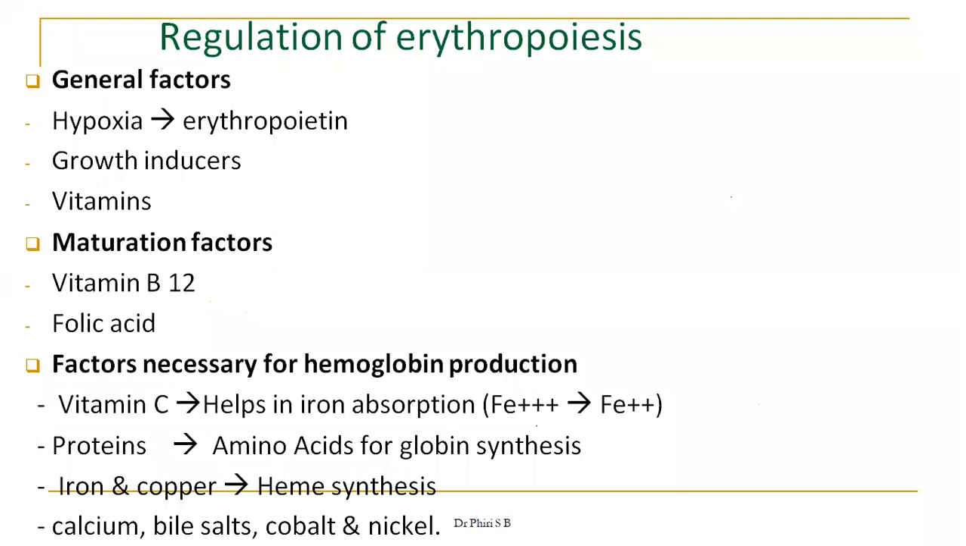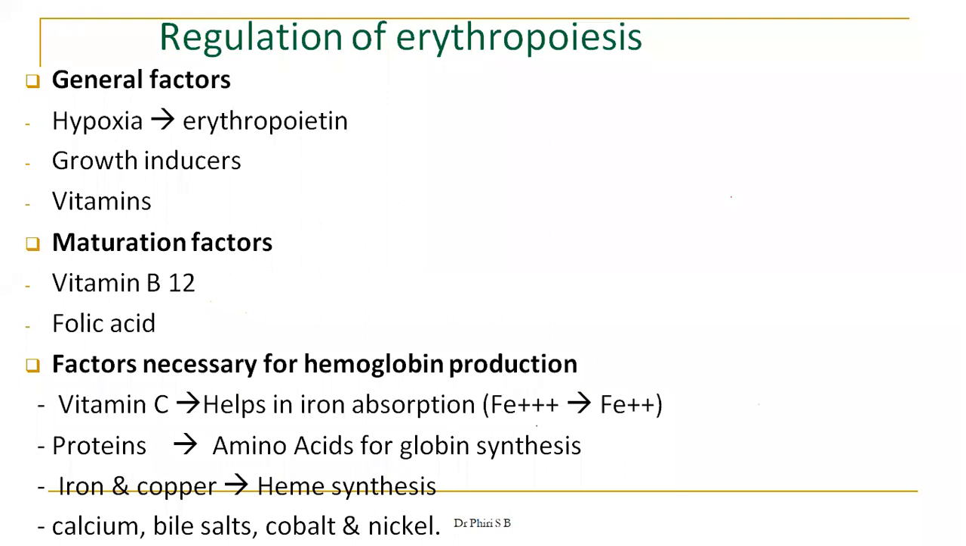So it makes sense when you have hypoxia, you need to increase the number of red blood cells so that you increase the chances of interaction between oxygen and red blood cells so that you carry much oxygen to the tissues. Then you also have growth inducers. Then you have vitamins that are involved in stimulating the production of red blood cells. So you're talking of regulation of erythropoiesis. In terms of maturation factors, so factors that are stimulating maturation of red blood cells, you have vitamin B12 and folic acid. Vitamin B12, you know, for you to absorb vitamin B12, you need the intrinsic factor.